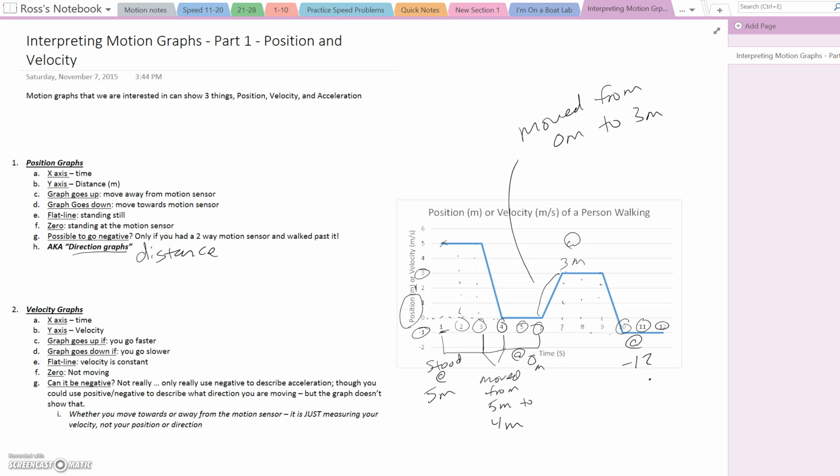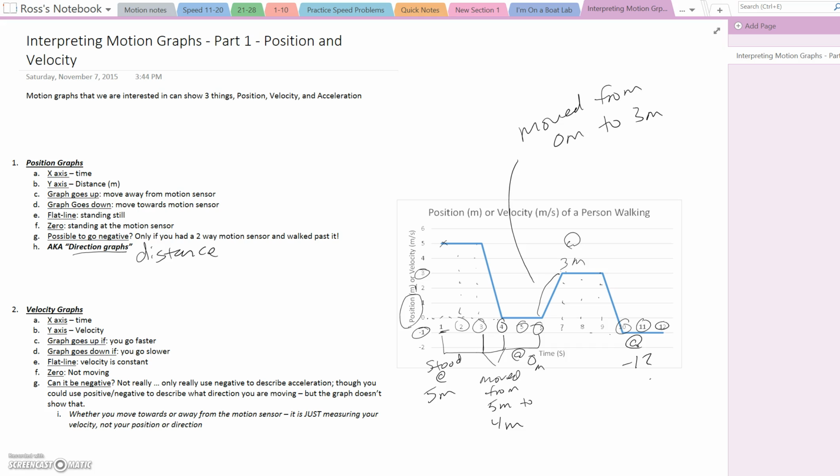So by -1, how is that possible with your position? What that would mean, if 0 is the motion sensor, is that -1 would be a meter behind the motion sensor. That would only work if you had a two-way motion sensor. We don't have two-way motion sensors like that. That would actually be pretty hard, because if anybody walked either in front or behind the motion sensor, it would pick up that distance. But that's just something interesting that I wanted to throw in there.